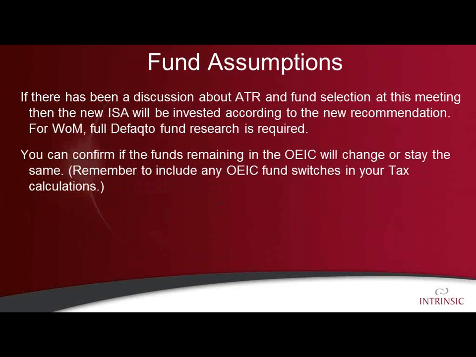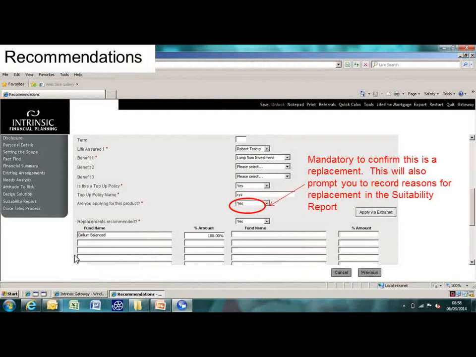Now, if there's been a discussion about ATR and fund selection at this meeting, then the new ISA will be invested according to the new recommendation. So if the attitude to risk has changed and new funds have been recommended, then for whole of market cases, you'll need to do full de facto research. If it's a provider that you've chosen off the panel, off the intrinsic matrix, then additional fund research is not required. You can confirm if the funds remaining in the OIC will change or stay the same, but again, you need to include these in any tax calculations.